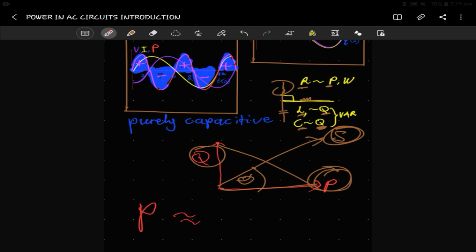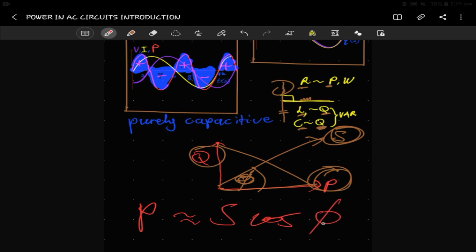P is a part of S. It's related to S. And how do we get that? We use cos. Cos of what? This phase difference here, or the phase angle, because they are phases, right? So cos theta here. It could be anything. At times you can even see it written differently.